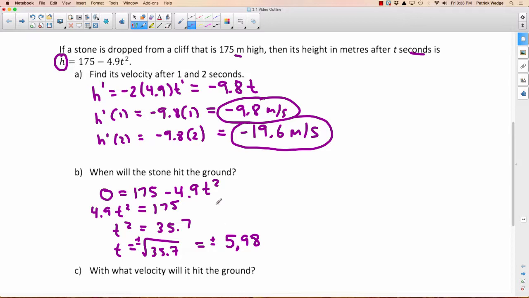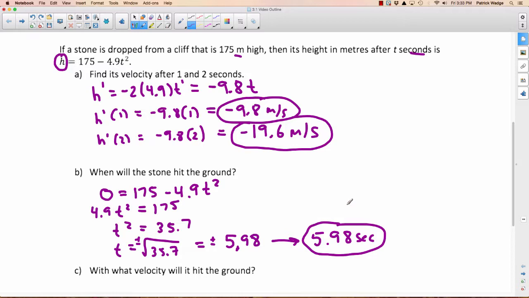But wait a minute, this is a real world question. This isn't just an abstract math question. We're talking about time. When will the stone hit the ground? So the negative answer doesn't make any sense. It's only the positive one that makes sense. So our only answer is 5.98 seconds. Very close to 6 seconds.